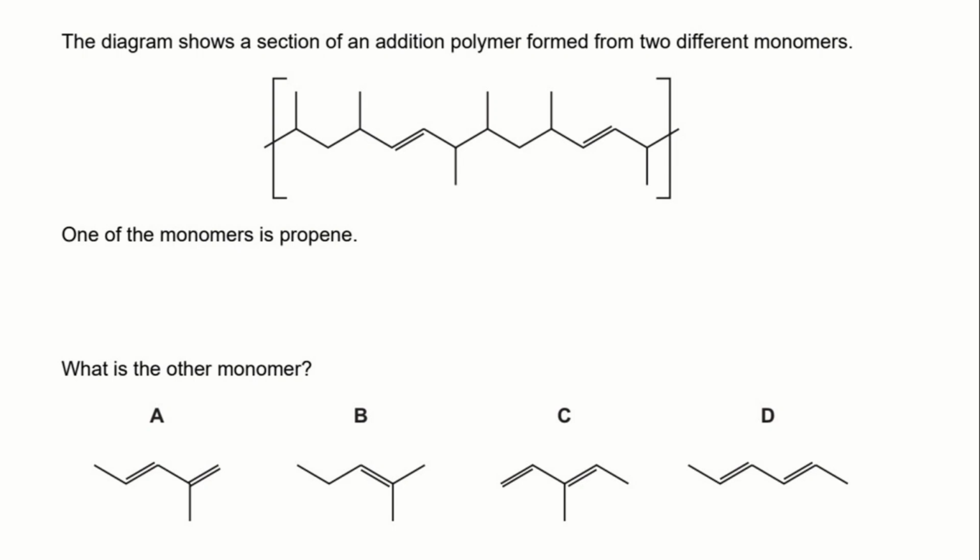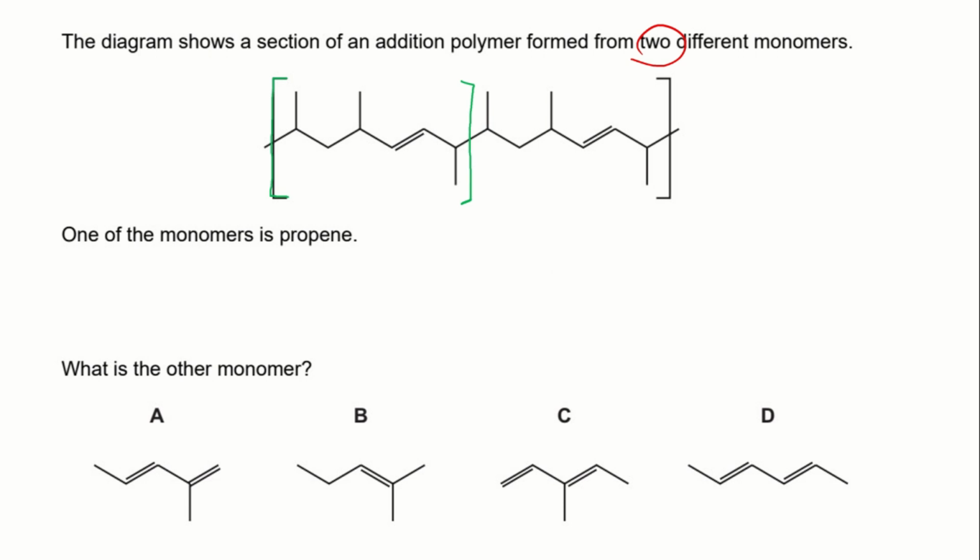In this question, we are given a section of an addition polymer formed from two different monomers. First of all, I will find the repeat unit of this polymer. Start from the first carbon on the left. I draw an open bracket. Up to this part, I draw the closing bracket.